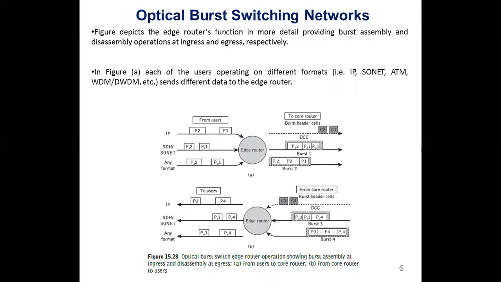So you can see that in diagram A, every user will operate on a different format, so they can use the internet protocols, SONET, ATM, it depends on the user, and the user will send different data to the edge router. So you have three users, one using IP, SONET, and the other using some other format. They are sending their burst or the data to the edge router.